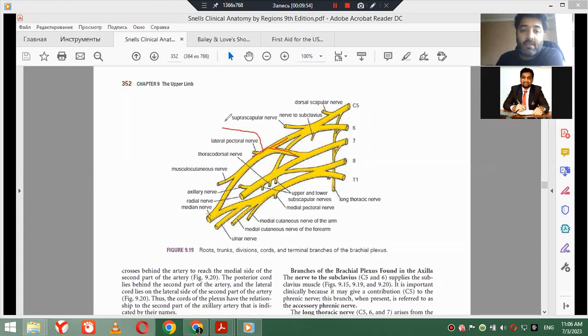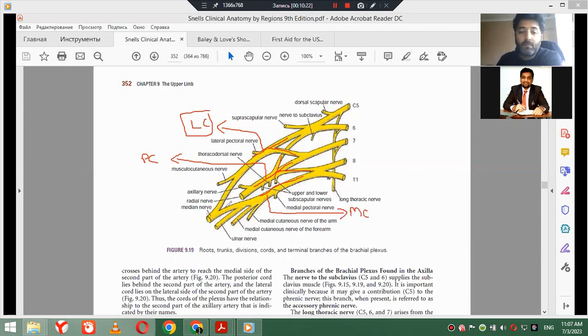Okay, and after the joining of the anterior division of the upper trunk and the anterior division of the middle trunk, this is forming here the lateral cord. Okay, so this is our lateral cord. And all the posterior divisions are joining together and forming our posterior cord. And the anterior division of the lower trunk will remain as the medial cord.